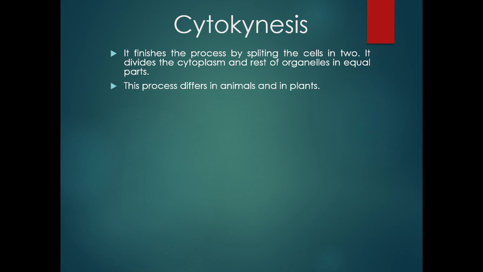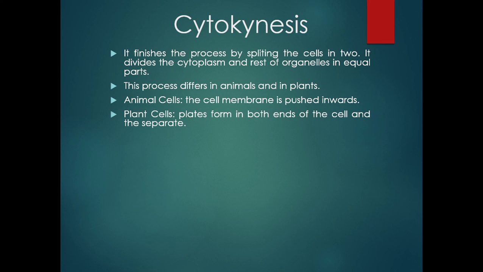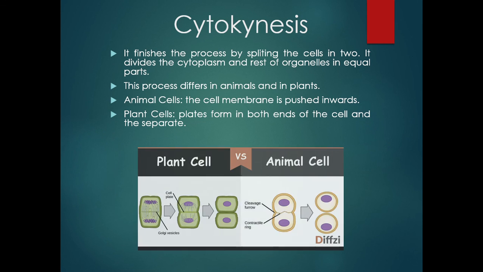This process differs in animals and in plants, and this is something very, very interesting. So, in animal cells, the cell membrane is pushed inwards, and in plant cells, plates form in both ends of the cell and they separate.